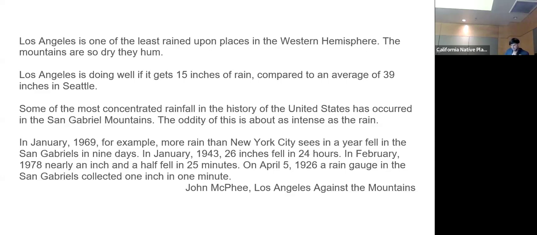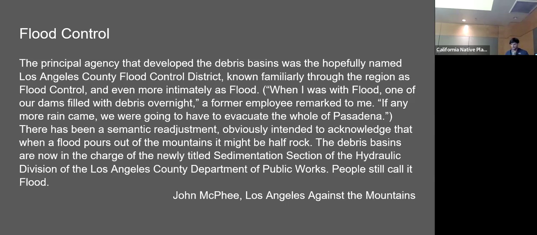In January 1943, 26 inches fell in 24 hours. In February 1978, nearly an inch and a half of rain fell in 25 minutes. On April 5th, 1926, a rain gauge in the San Gabriels collected 1 inch in 1 minute. And this is from Los Angeles Against the Mountains, a piece that John McPhee wrote originally for the New Yorker magazine, which I strongly suggest everybody check out if you haven't. Nevertheless, it doesn't rain very much here usually, but when it does, sometimes it pours.